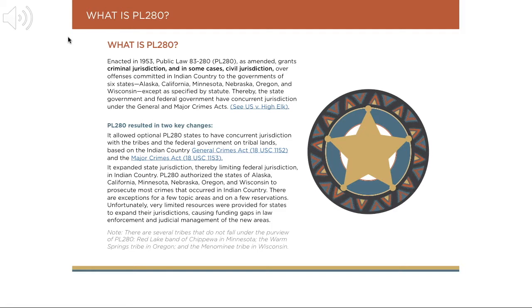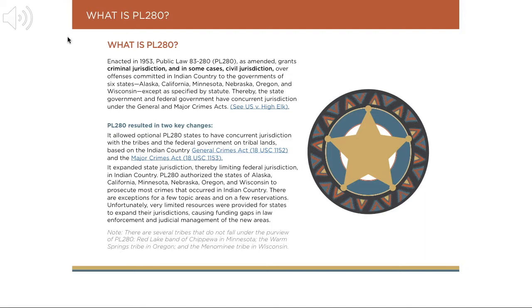PL280 has resulted in 2 key changes. It allowed states to have concurrent jurisdiction with the tribes and the federal government on tribal lands based on the Indian Country General Crimes Act and the Major Crimes Act. It expanded state jurisdiction, thereby limiting federal jurisdiction in Indian country.